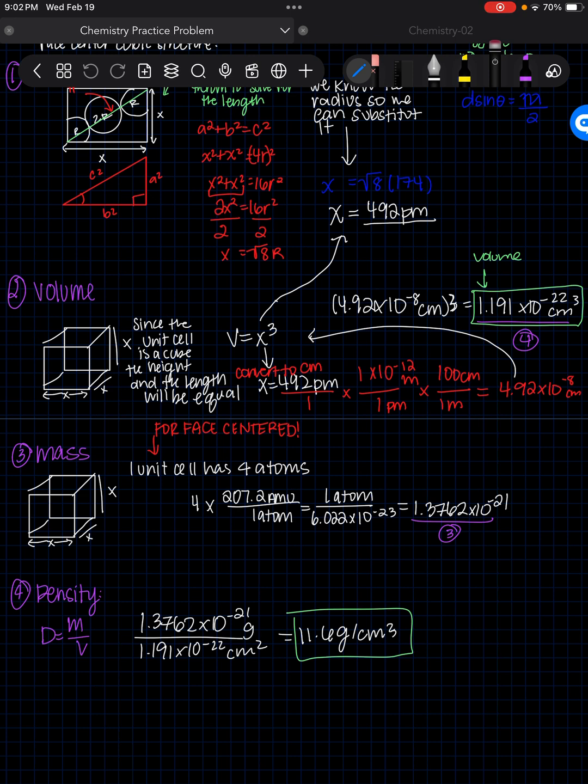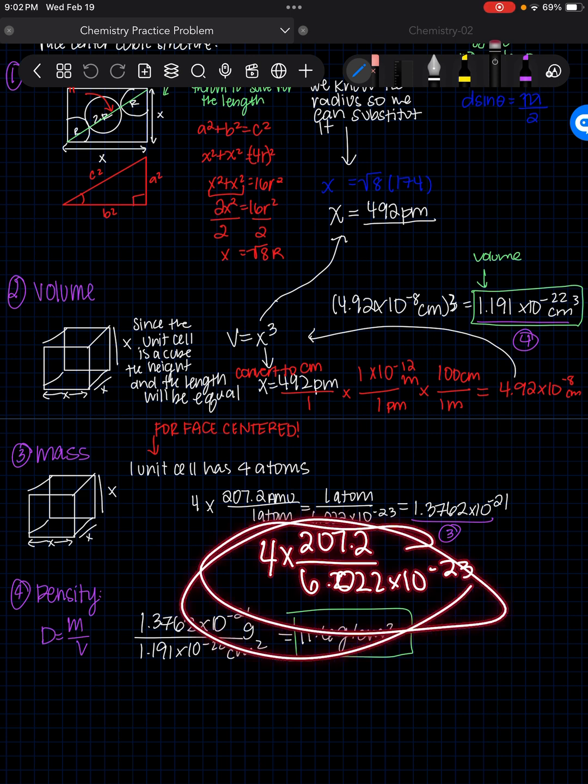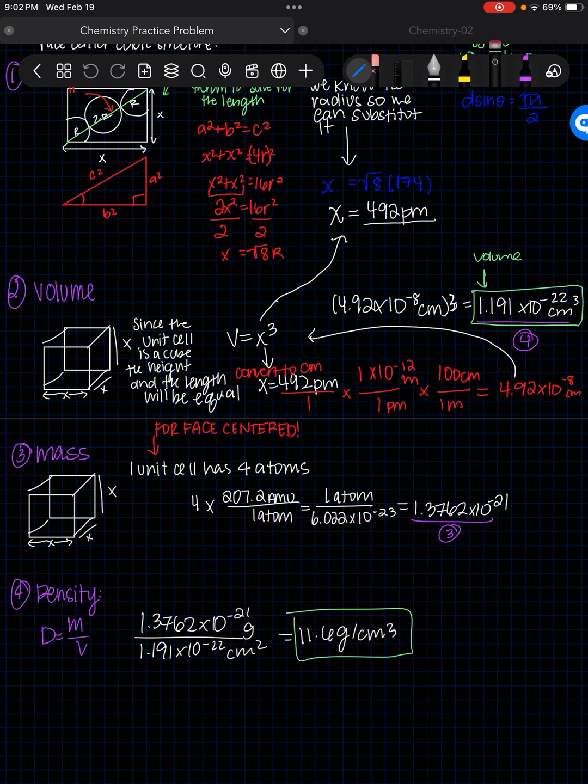So what you're going to do is multiply. Basically, if you really want to think about it this way, just do this: 4 AMU for face centered, 207 times 2 over 6.022 times 10 to the 23. All of that together equals 1.3762 times 10 to the negative 27. Okay, that is your mass.